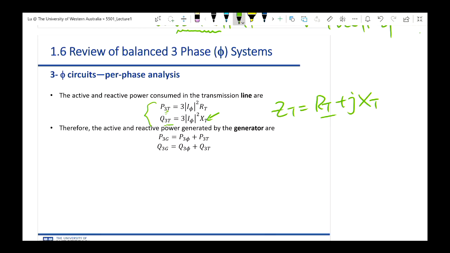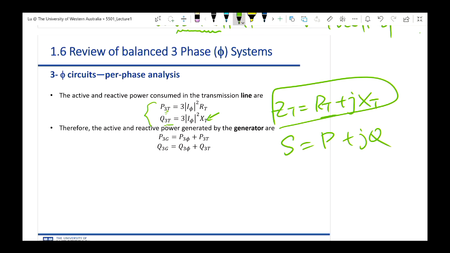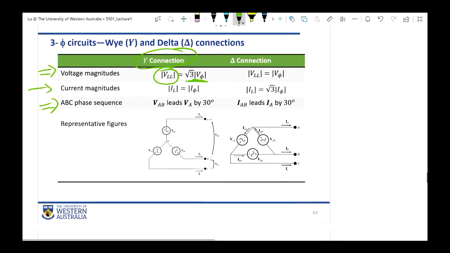So in other words, the complete power S equals P plus JQ. P is real power, Q is reactive power. This P is for the resistance. This Q is for the reactance. Good? So I think this should be pretty fundamental, okay? Now after these two formulas, we know how to calculate the different powers, of course, for the transmission cable. Let's just go back to the initial system.